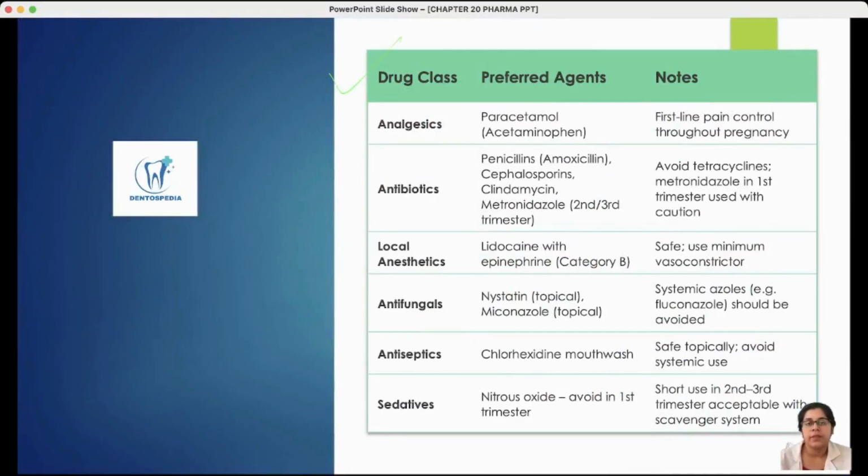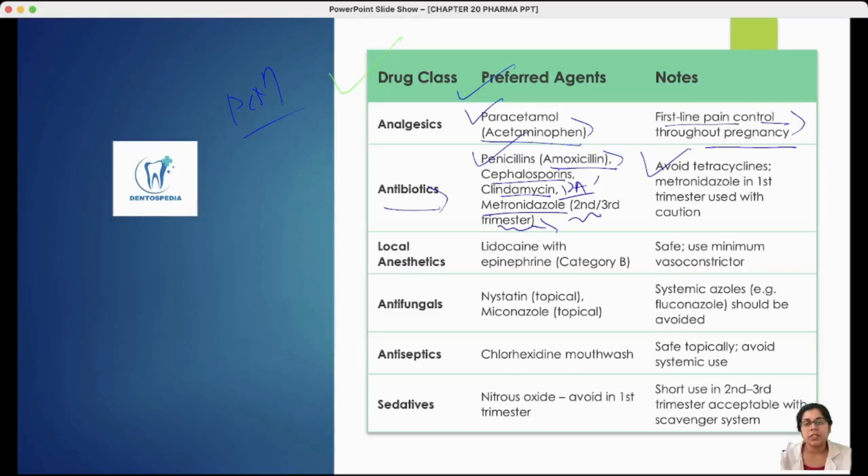Now, the first one is the analgesic, very commonly used. The preferred agent is paracetamol. As we have discussed many times, paracetamol is one of the safest of all, and it is the first-line pain control throughout pregnancy. Antibiotics: you can use penicillin, that is amoxicillin, and cephalosporins. Clindamycin can also be used in penicillin-allergic patients. Metronidazole in the second and third trimester. Avoid tetracycline.